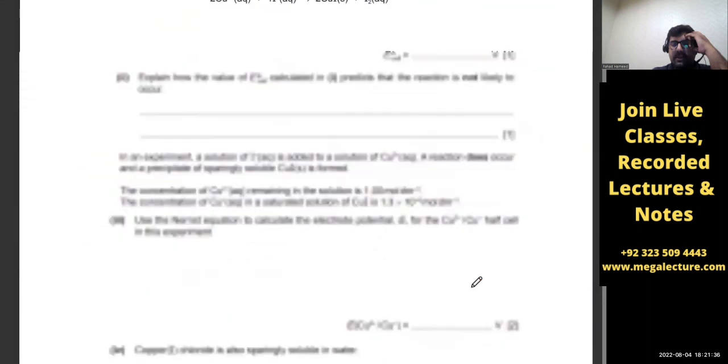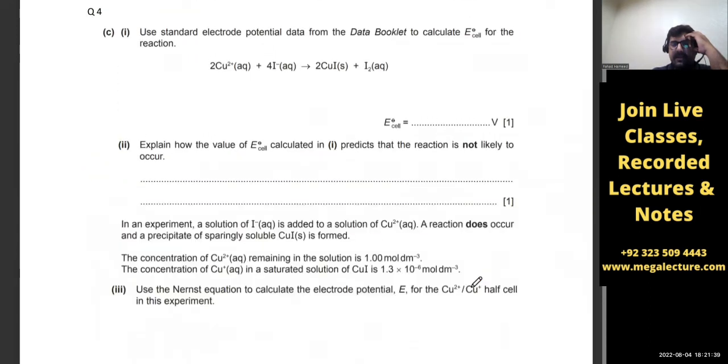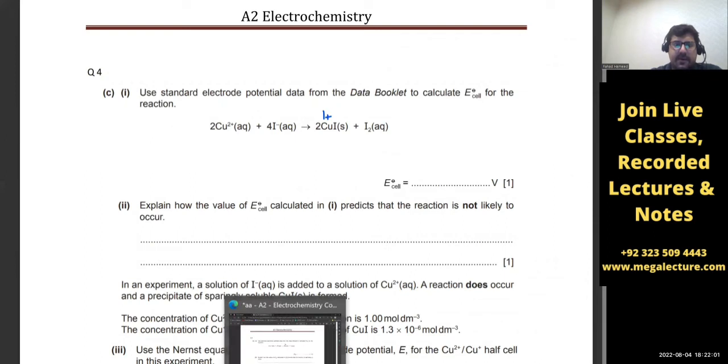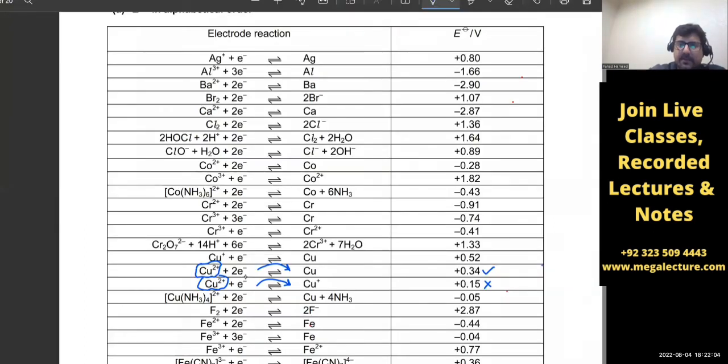Okay, next one. We are calculating E naught cell for this reaction. Now, they've given us the whole reaction. Which two electrodes make up this reaction? If you look carefully, there's copper 2 plus and copper 1 plus, right? So you've got a copper 2 plus and copper 1 plus electrode. Open the data booklet and find the copper 2 plus, copper 1 plus. Where is it? Let me open this. Okay, so the copper 2 plus, copper 1 plus, it's this one.